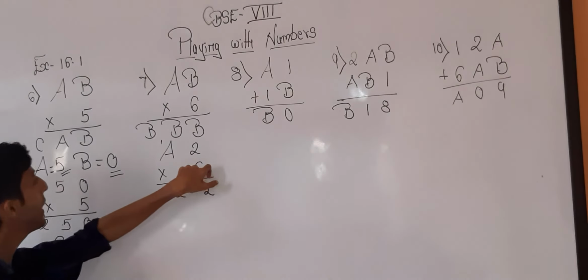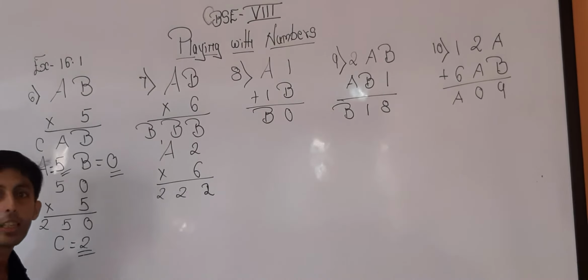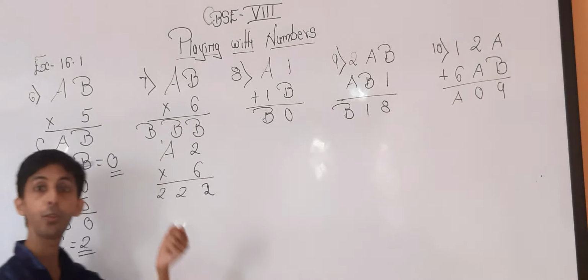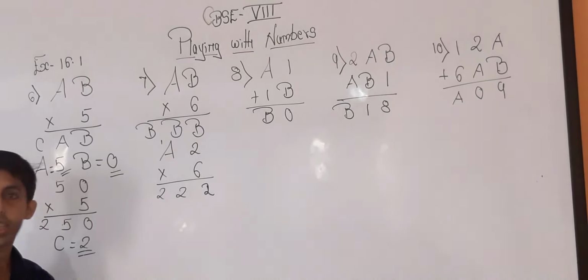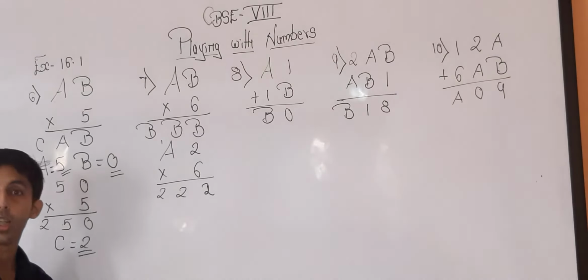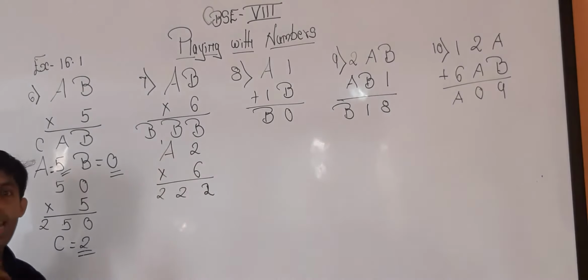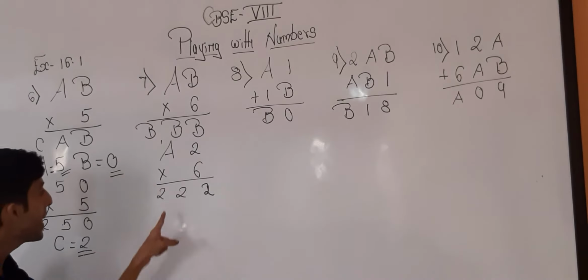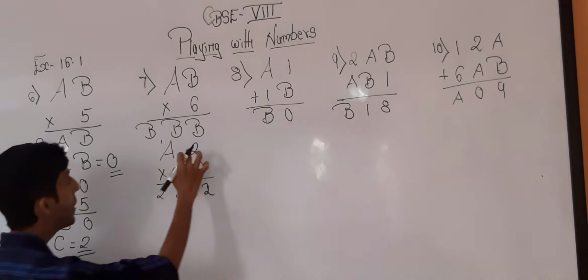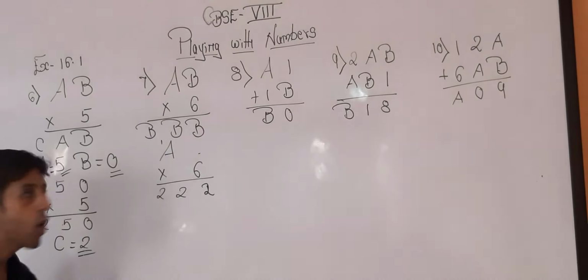Now, in the 6 table, 6 1s are 6, 6 2s are 12, 6 3s are 18, 6 4s are 24. The number can't be greater than 22. The number should be smaller than 22. So 6 3s are 18. 18 plus 1, 19. I am not getting 22 over here. That means my B option is wrong over here.